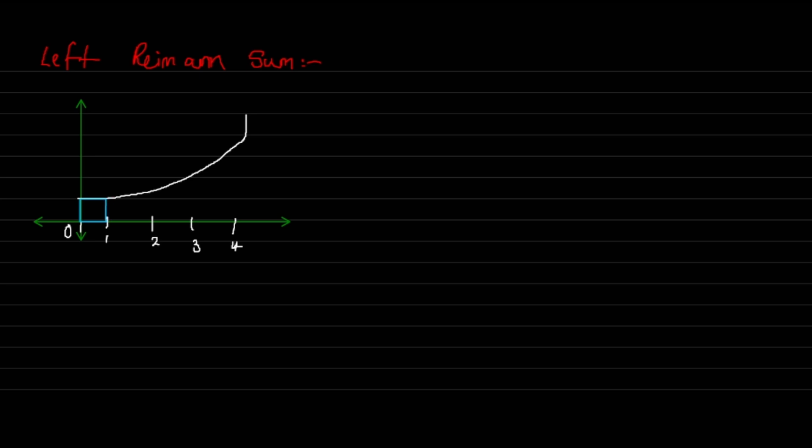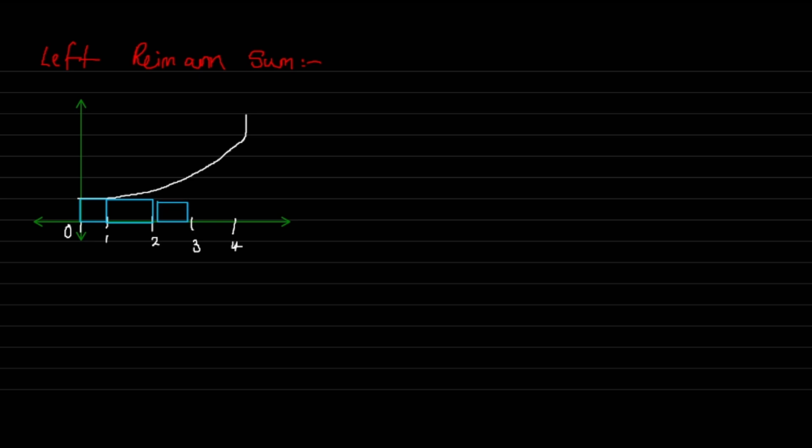So basically, if I'm taking 4 rectangles between 0 to 4, that means that it's going to be 0 to 1, 1 to 2, 2 to 3, and 3 to 4, right? So what that means is that for an increasing function, a left Riemann sum will give you an under approximation. Because look at how it looks.